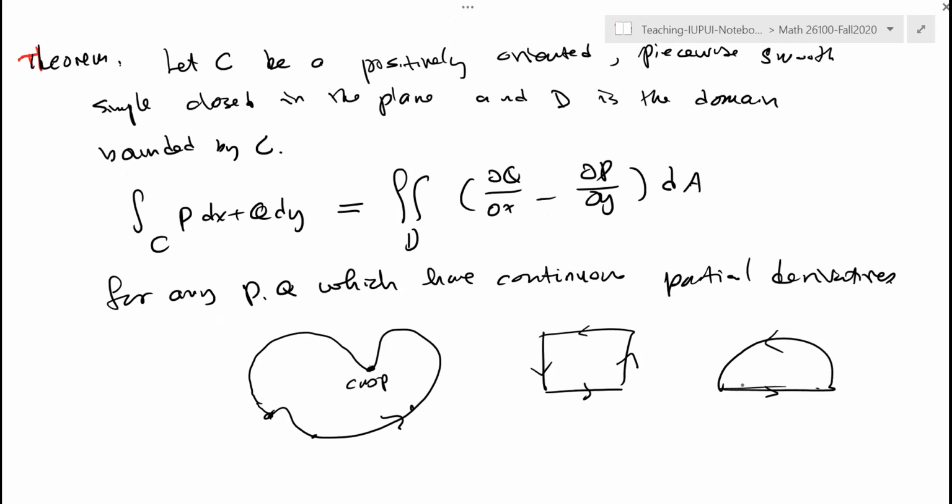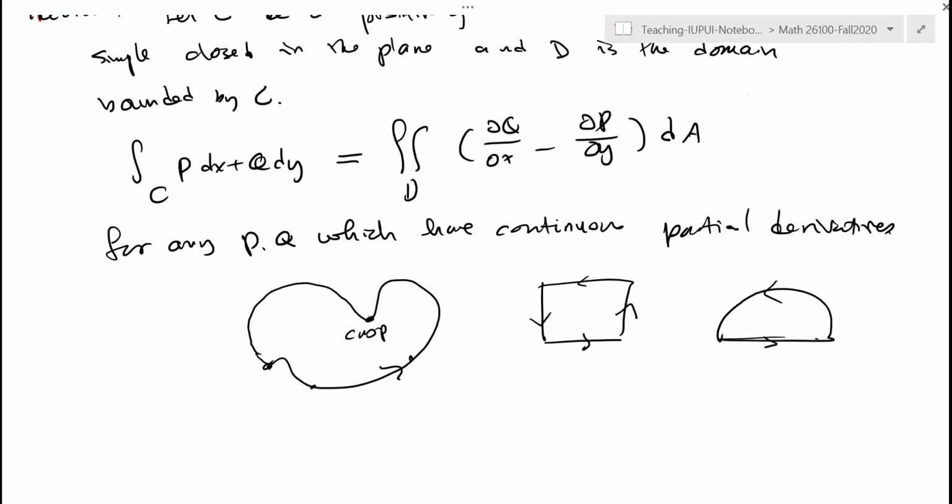So let's look at what the book says. The book does not say too much about this. It refers to a simple counterclockwise oriented curve, and this is required, so the domain should be simply connected.